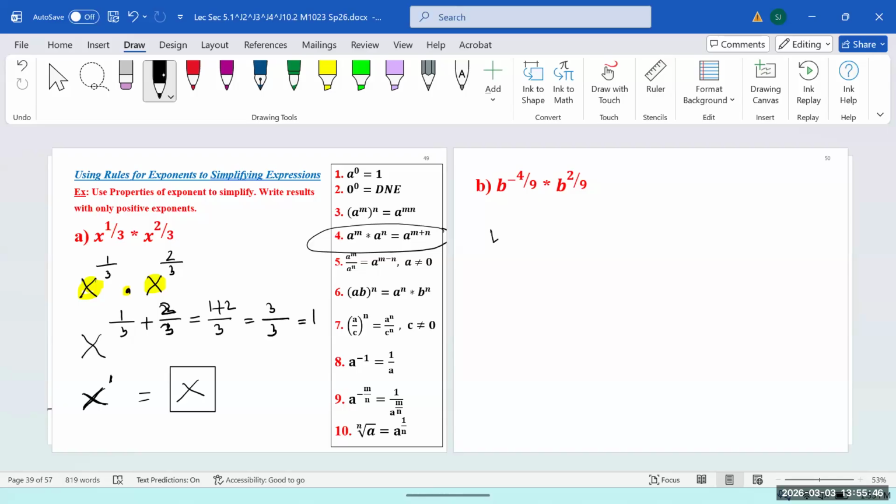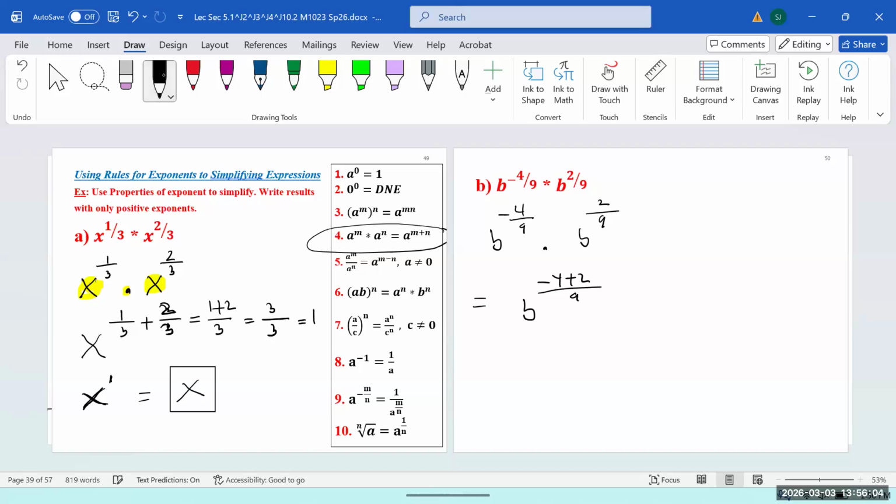So we have b to the negative 4/9 times b to the positive 2/9. What do we write? b to the negative 4 plus 2 over 9.